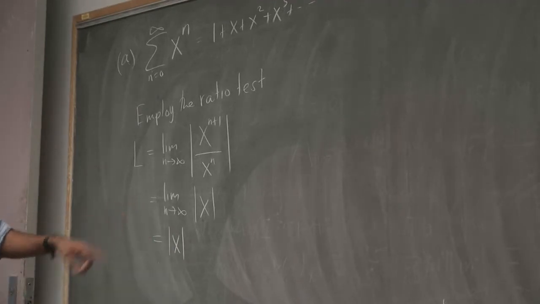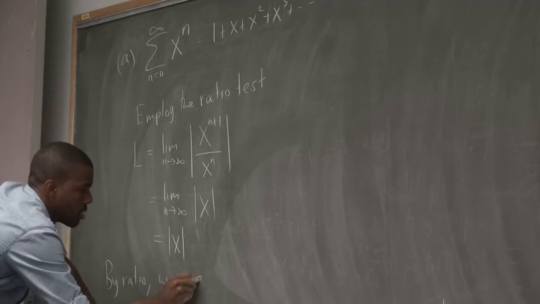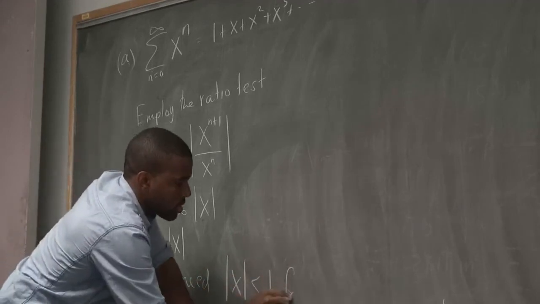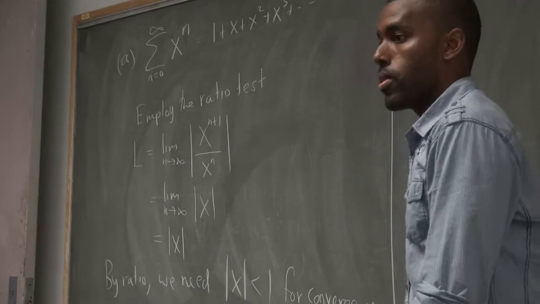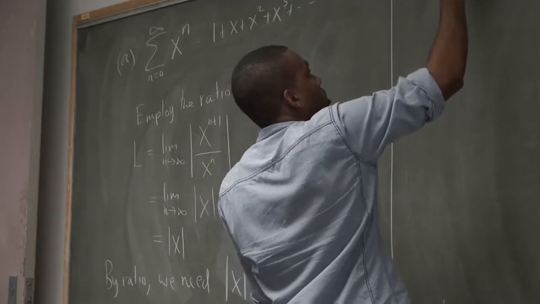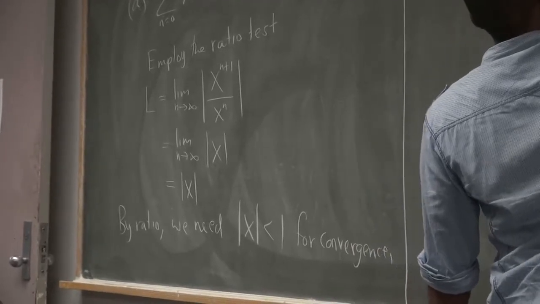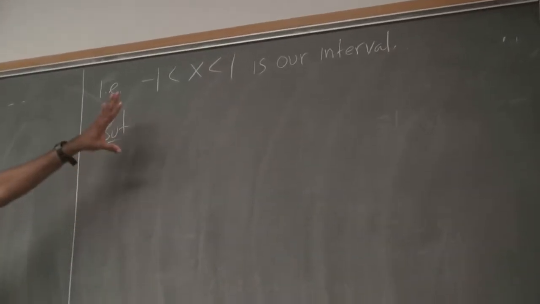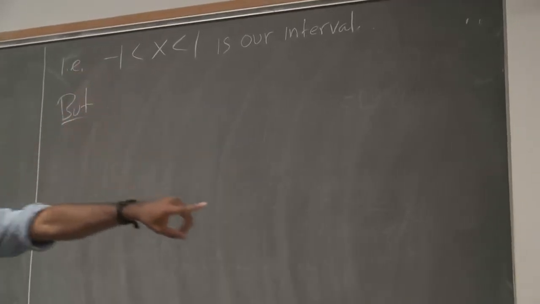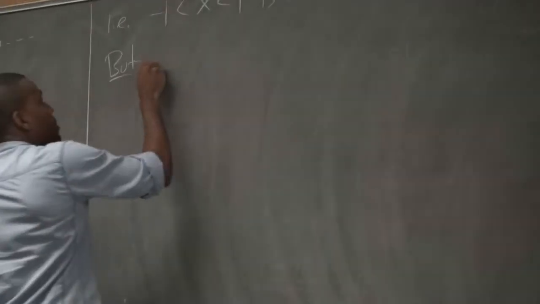Now, according to the ratio test, what do we need for convergence? This has to be less than 1. By the ratio test, we need this less than 1 for convergence. But what does that give you? That actually gives you an interval. Okay, but that's our first guess at the interval, and we have to check the endpoints. Because it just might be, like I was saying, that one or both of the endpoints are included. So to make sure, let's check the endpoints.